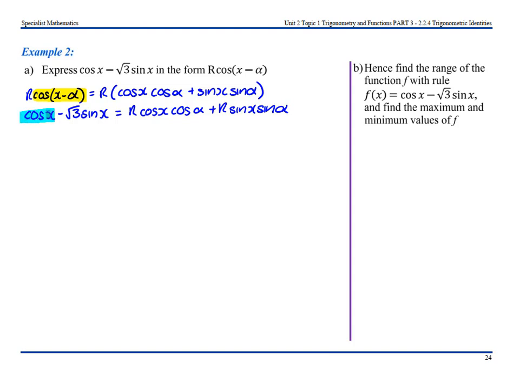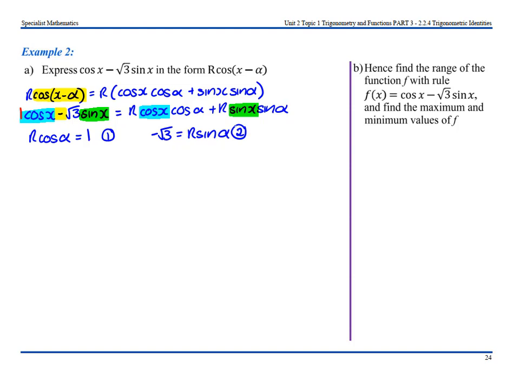Equating the coefficients, our cos of x, remembering there is a 1 in front of it. So that means I have that r cos of alpha has to equal 1. That's my equation 1. Looking at our sine of x to equate that coefficient, we have negative the square root of 3, be really careful with the negative, I almost missed it. Negative square root of 3 equals r sine of alpha, and that's my equation 2.